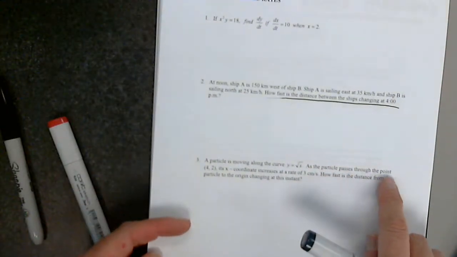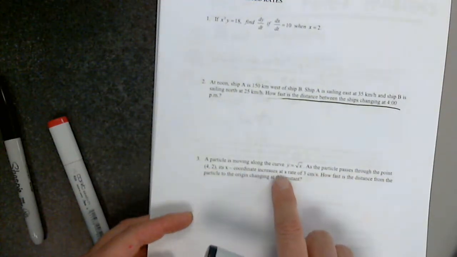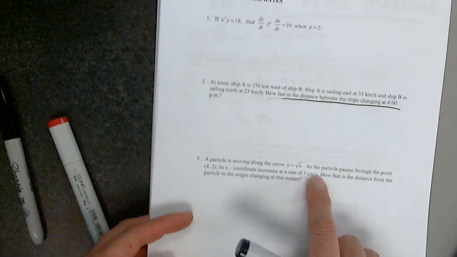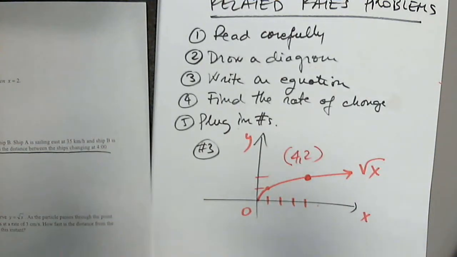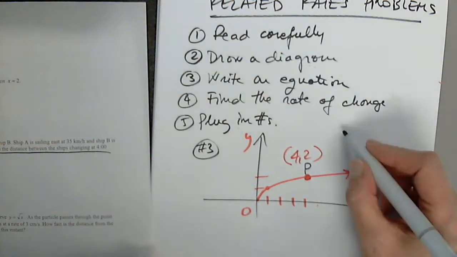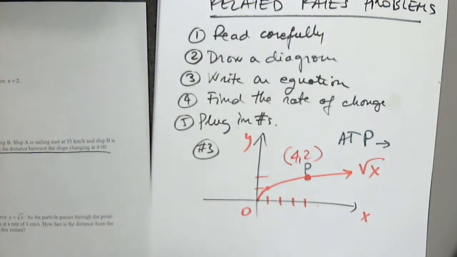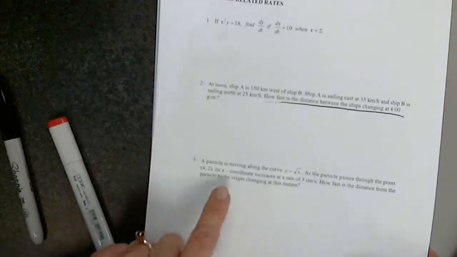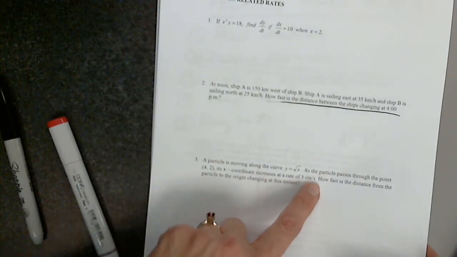As the particle passes through the point 4, 2, its x coordinate increases at a rate of 3 centimeters per second. So what does that mean? At this point, what happens at this point exactly, right here? I'm going to call it P. So at P, what do I know? That the x coordinate increases at a rate of 3 centimeters per second.